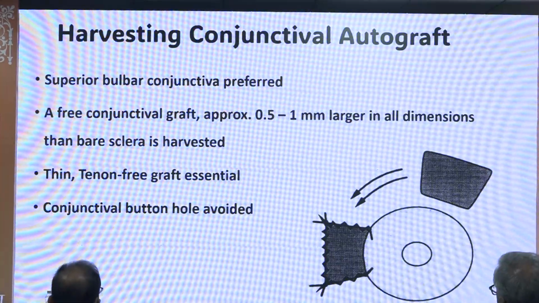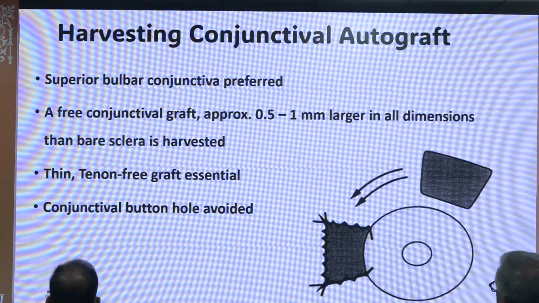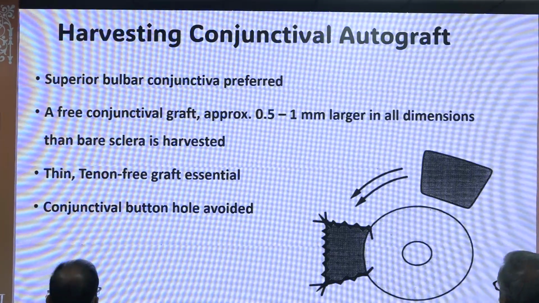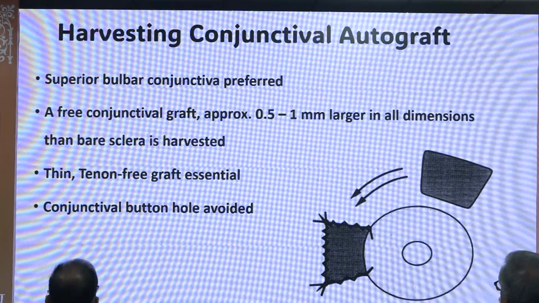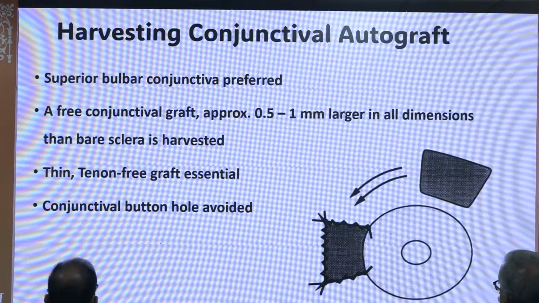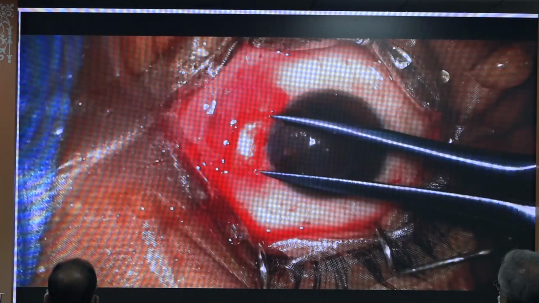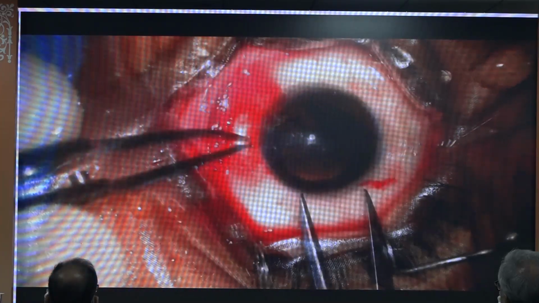Now, once the pterygium is removed, we come to the next step, that is harvesting the graft, the conjunctival autograft. Preferably an area approximately 0.5 to 1 millimeter larger in all dimensions than the bare scleral area should be taken up, and the choice of area is superior bulbar conjunctiva, followed by graft orientation. We come to the surgery proper.